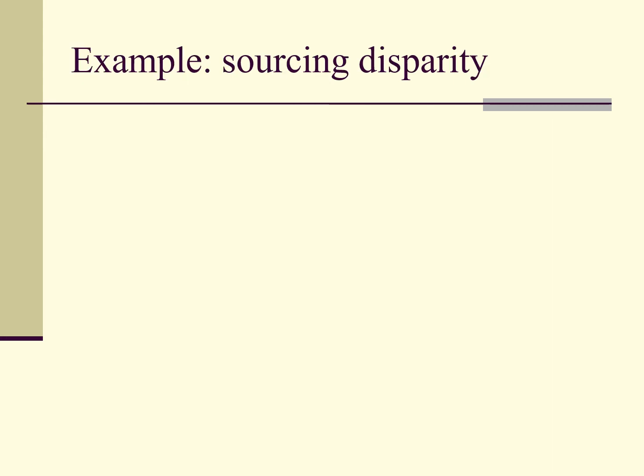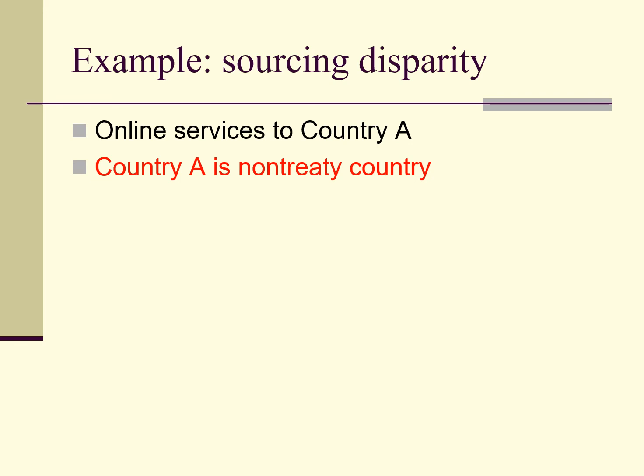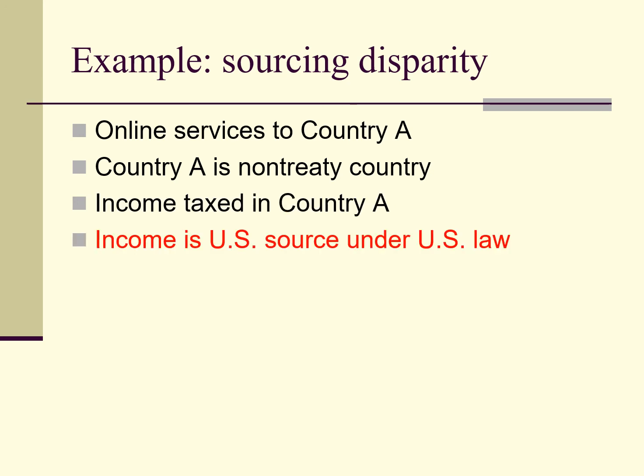Let's look at an example where there is a disparity in the way income is sourced in a non-treaty country. WEBCO, which operates only in the United States, provides online services to customers in country A. Country A is a non-treaty country, that is, the country does not have an income tax treaty with the United States. Assume country A taxes the income earned. However, under U.S. tax rules, the income from WEBCO's online services is sourced in the United States because all activities related to the services are performed in the United States.